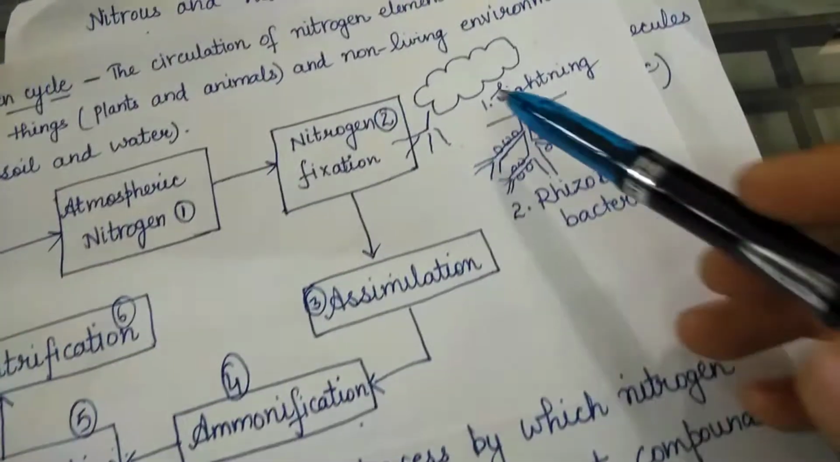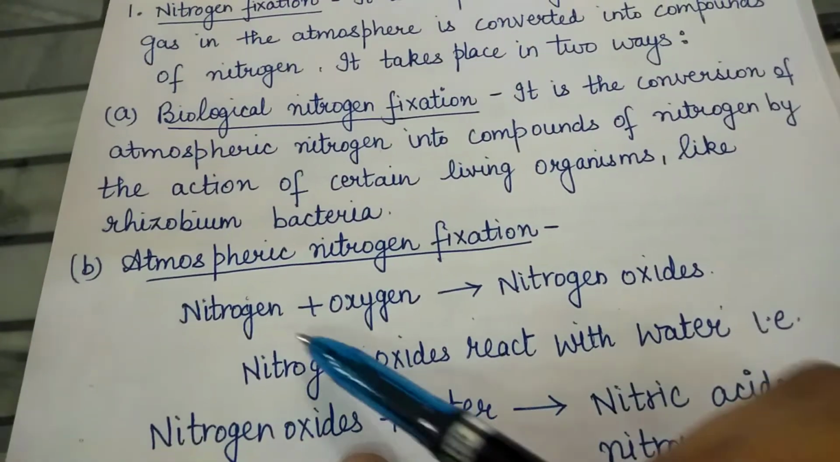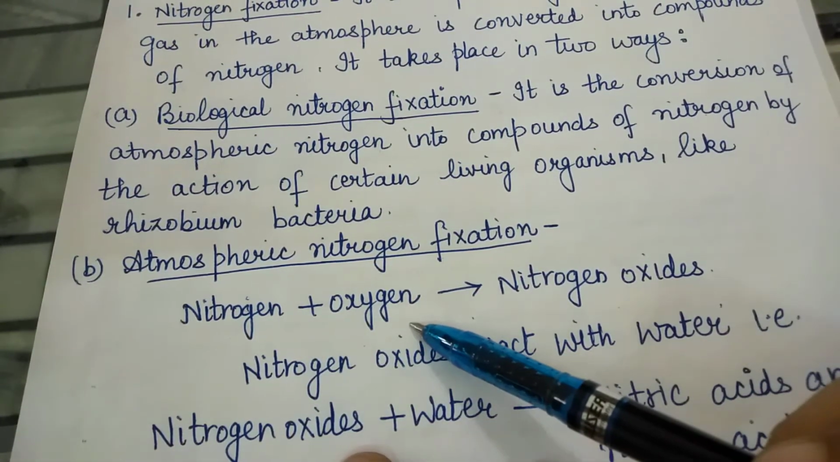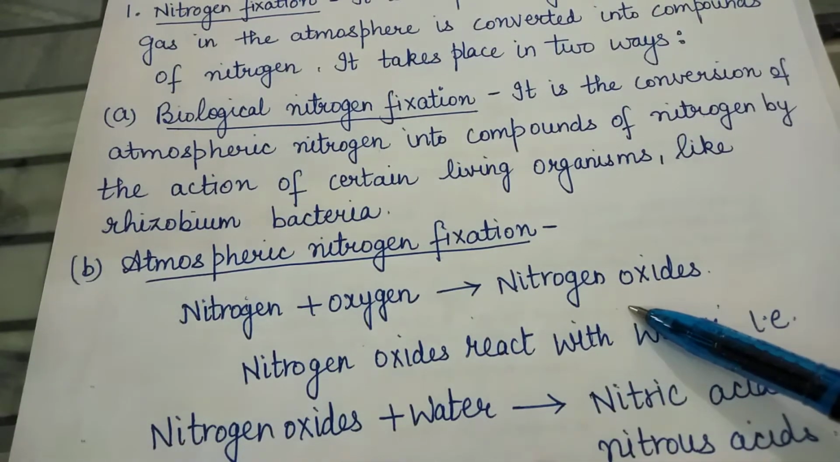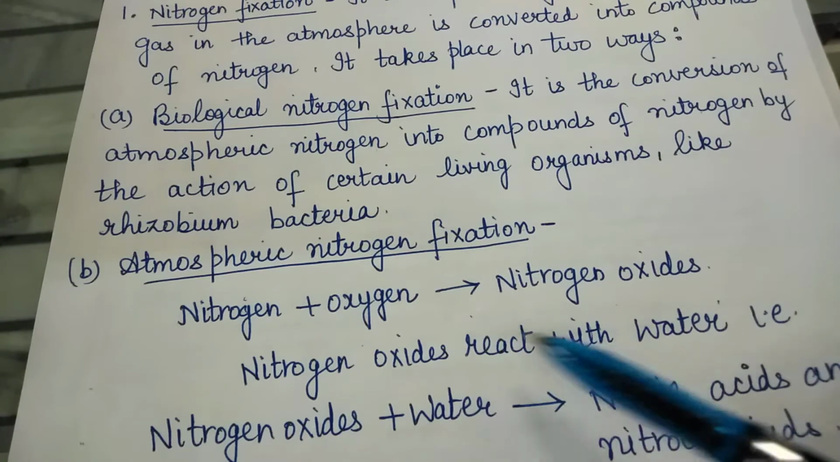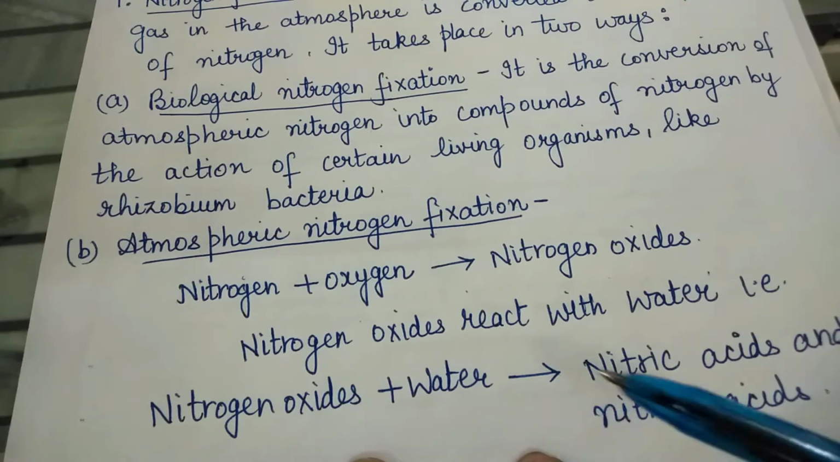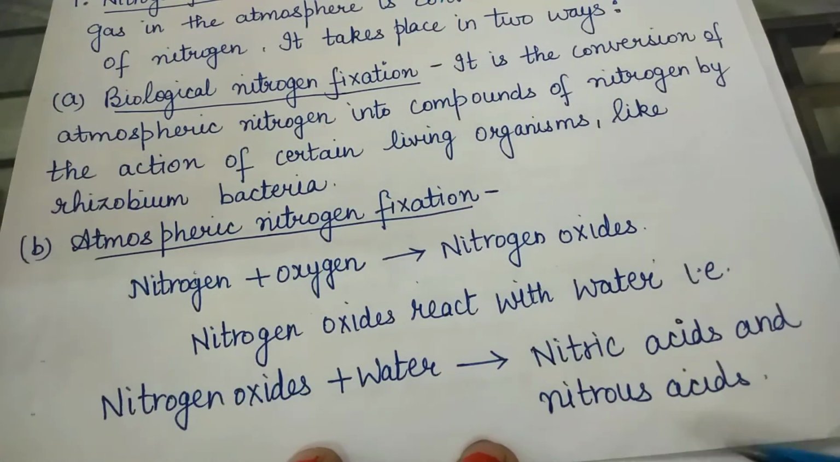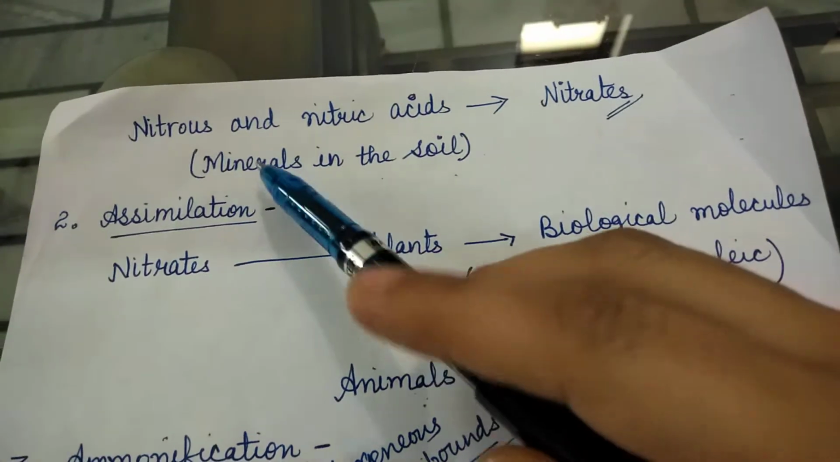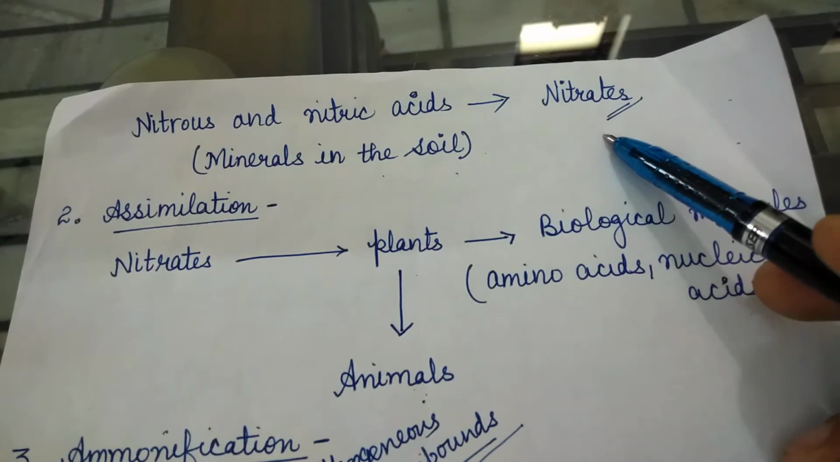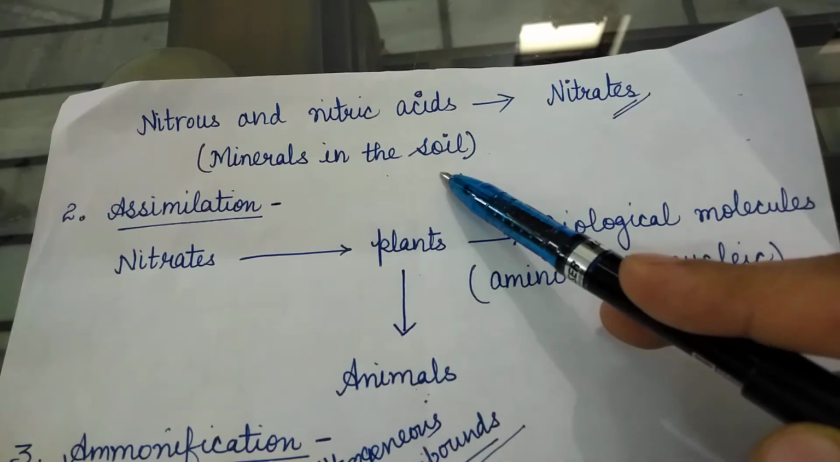That is done during lightning. And what happens during lightning? The gases like nitrogen and oxygen present in the atmosphere combine to form nitrogen oxide, and then when rain occurs, the nitrogen oxide combines with rainwater and forms nitric acid and nitrous acid. After that, these nitrous and nitric acids are converted into nitrates by the minerals present in the soil.